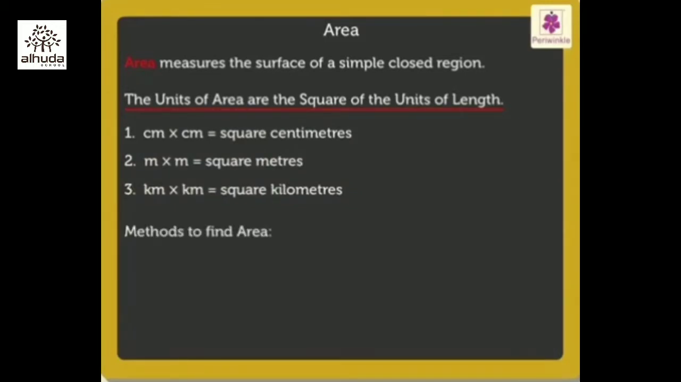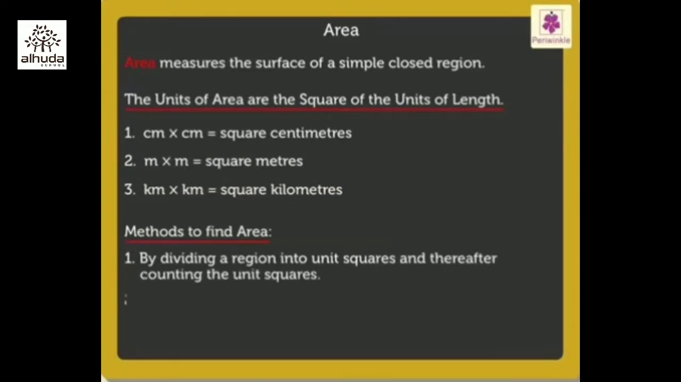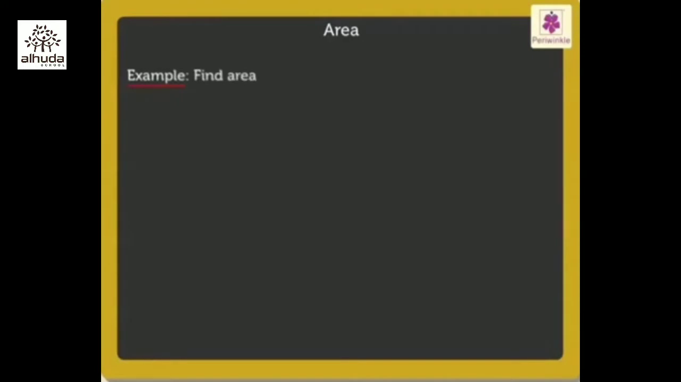There are two methods to find the area. One is by dividing a region into unit squares and thereafter counting the unit squares, and the other is by using formula. Let's learn about each of these in a bit detail. First, let's see how to find the area of a simple closed region by counting unit squares when the region is divided into unit squares.